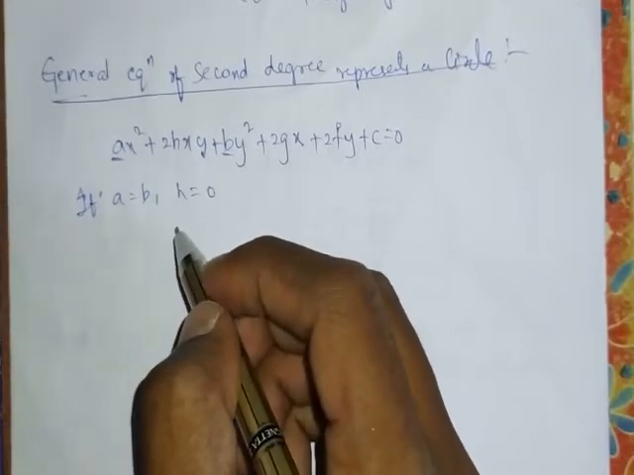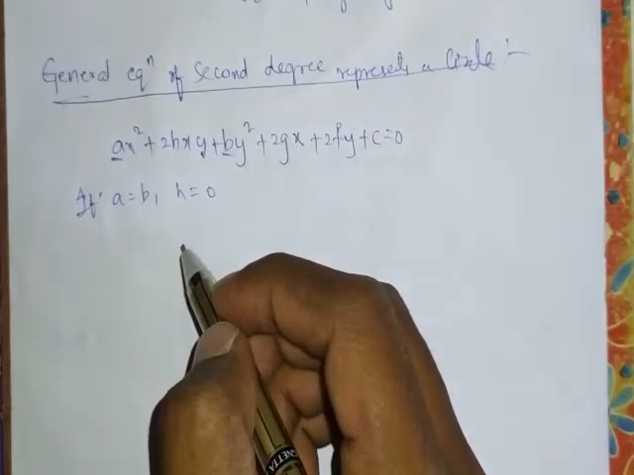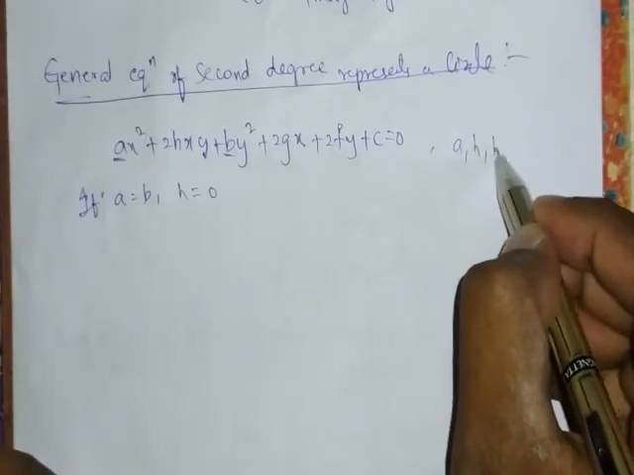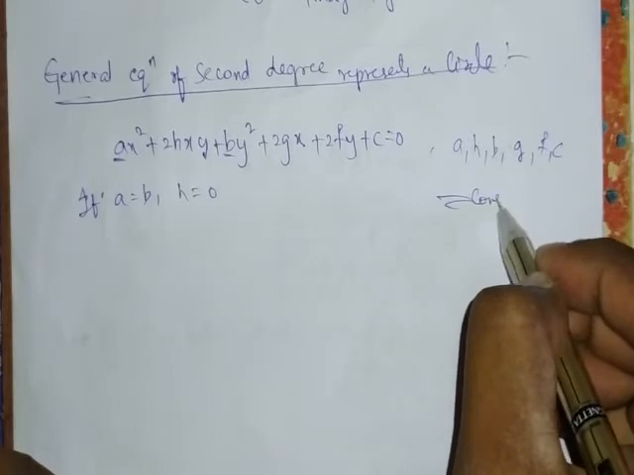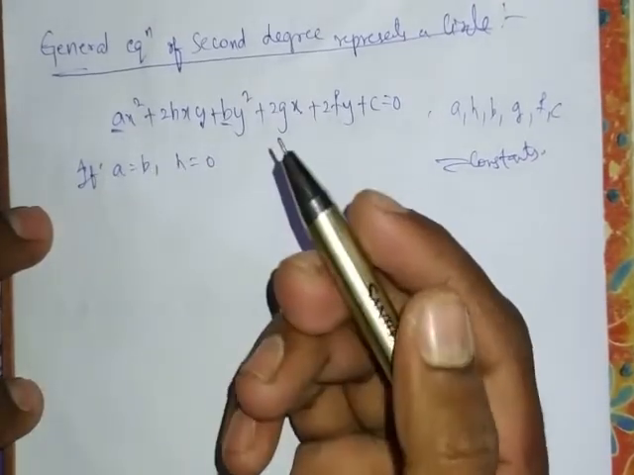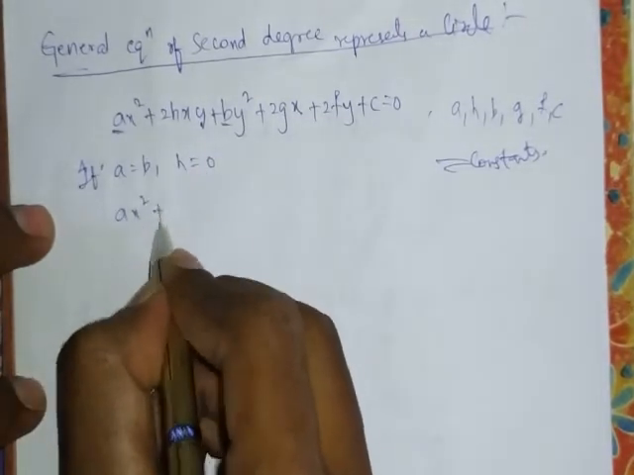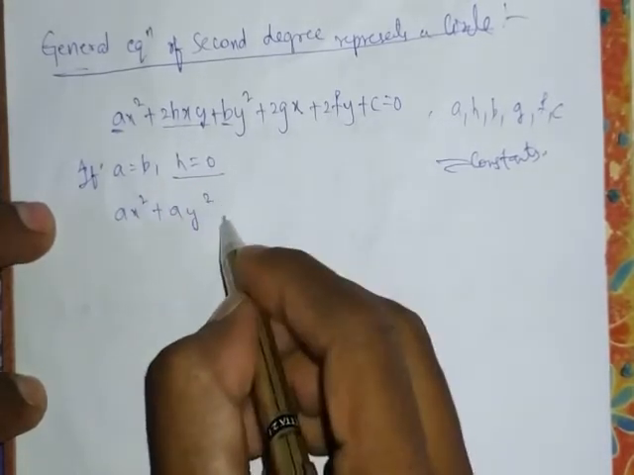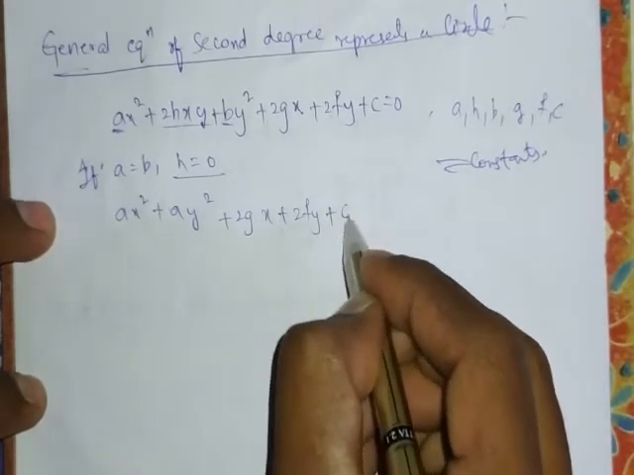So how to solve such equations? We can get the center of the circle and the radius of the circle. I'll show you here. a, h, b, g, f and c are all constants. If we assume the a and b values are both the same, you can keep this as ax square plus, if the h value is 0, this will be 0, ay square plus 2gx plus 2fy plus c is equal to 0.